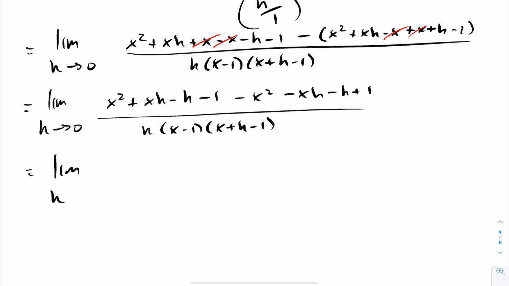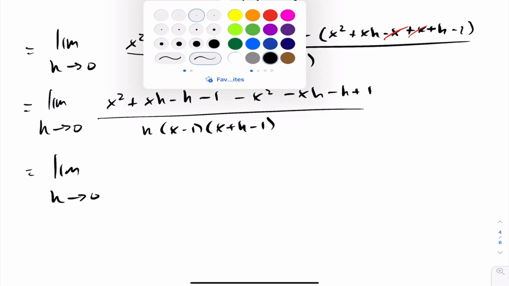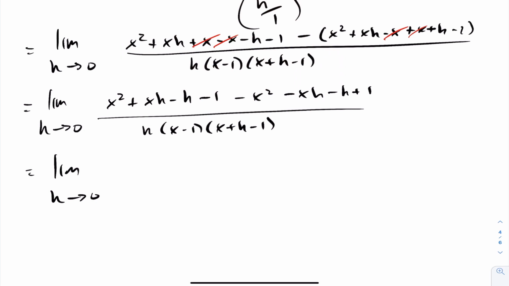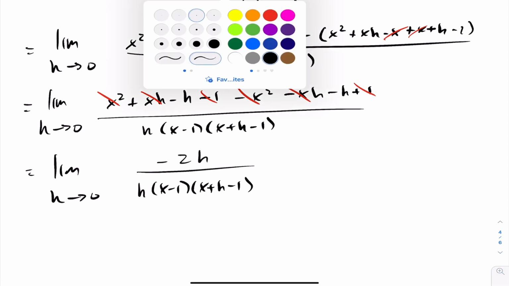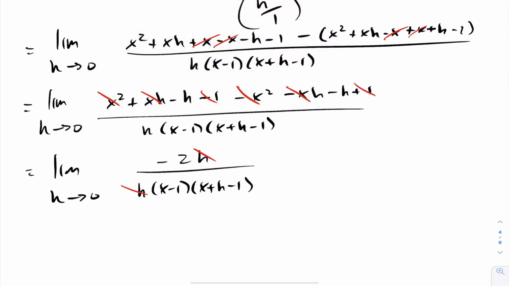So when we're going ahead and doing this here, again, you know that you want those h's to cancel. So as I go through here and we're checking our algebra, these are canceling. Everything's looking good. And we end up getting here, if you notice, negative 2h over h times x minus 1, x plus h minus 1. And now because of that, if I take the limit as h goes to 0, these will cancel. And you end up getting the limit as h goes to 0 of negative 2 over x minus 1 times x plus h minus 1.